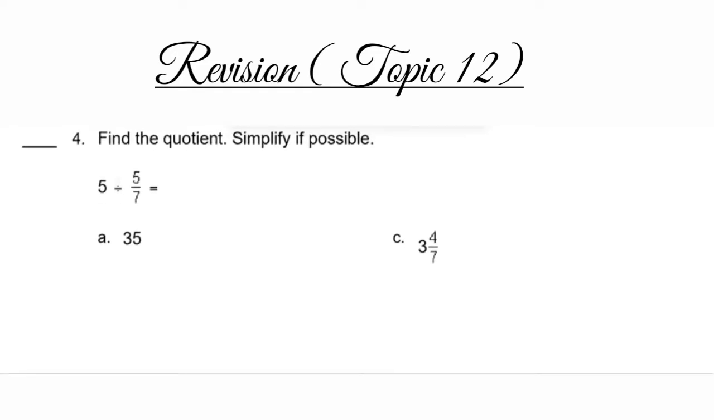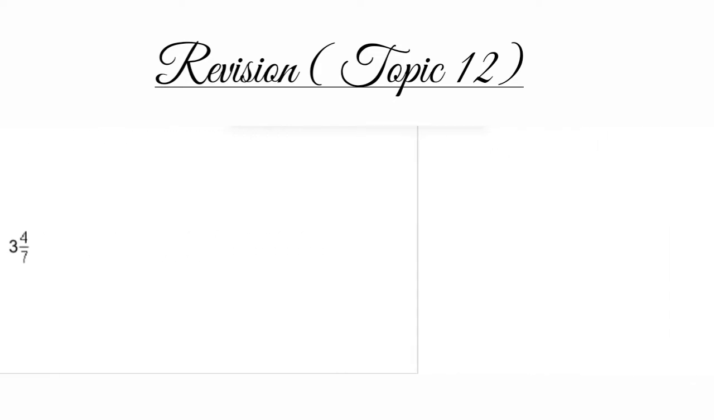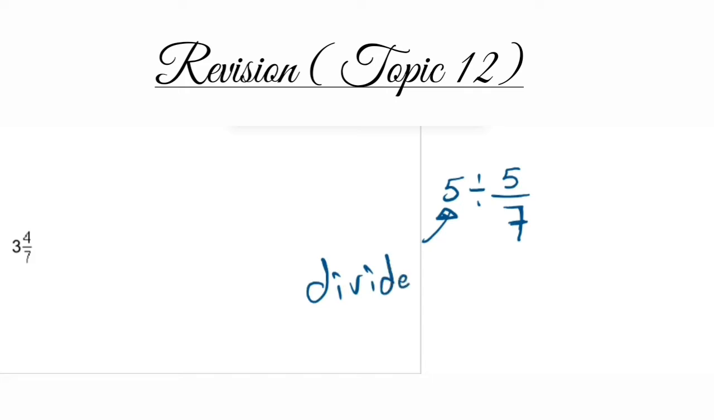In question number 4, find the quotient. Simplify if possible. Let's take this: 5 divided by 5/7. Okay guys, the first step we have here, this is the dividend, and this is the divisor.